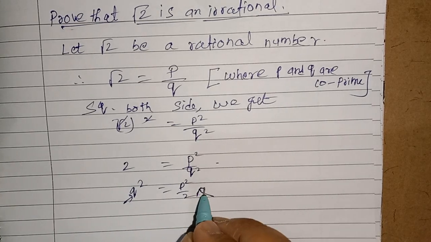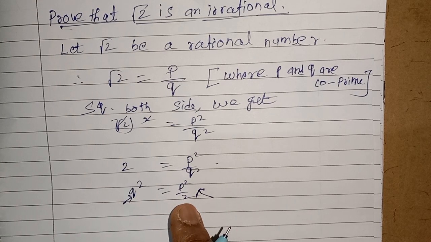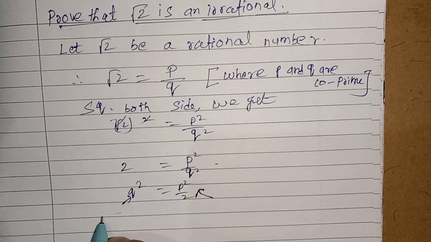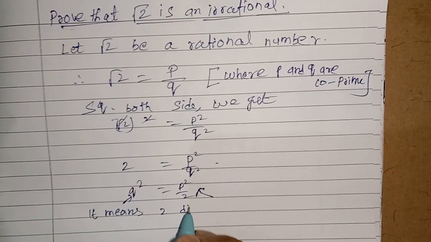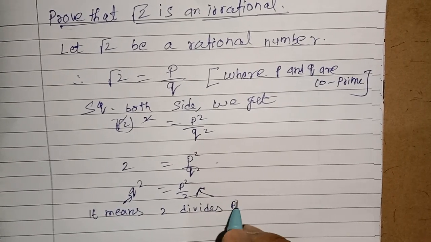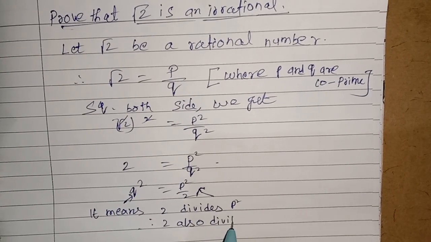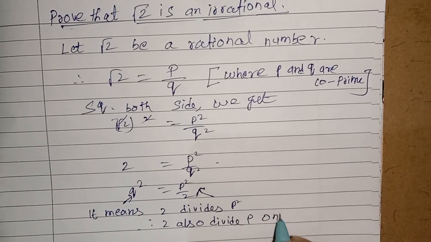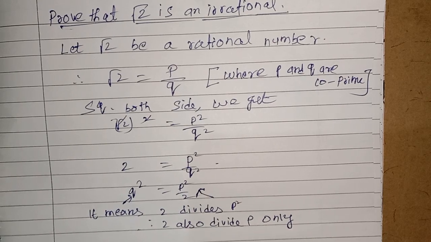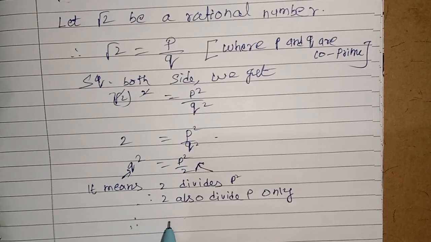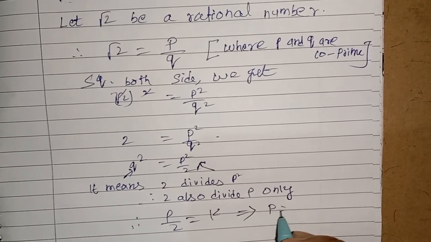Now, since the left hand side is an integer, the right hand side must be an integer. It means 2 divides p squared completely. Therefore, 2 also divides p, because 2 is a prime number. Okay, 2 dividing p squared means 2 also divides p alone. So we can write p by 2 is equal to some constant k, which implies that p is equal to 2k.